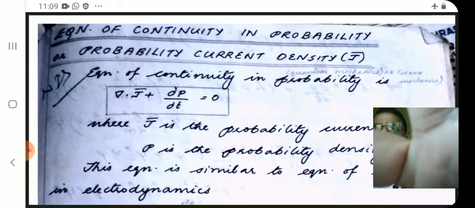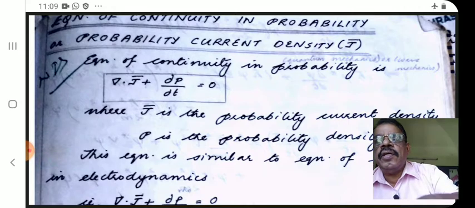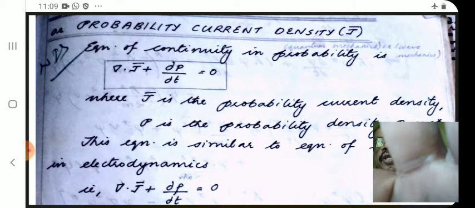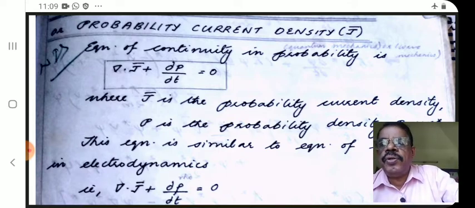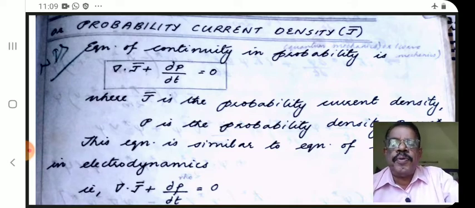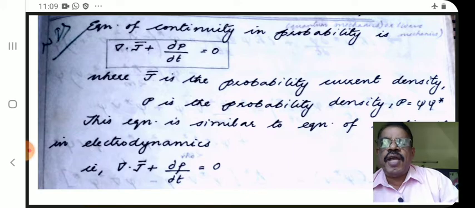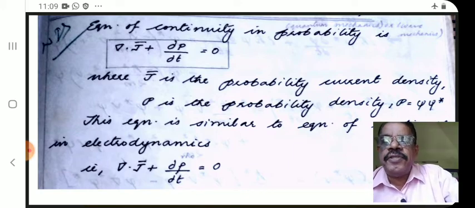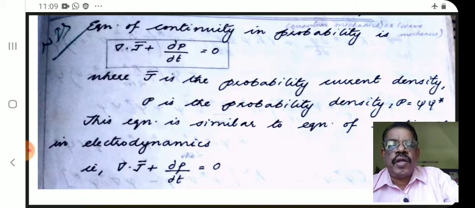At first I will give the equation of continuity in probability. Equation of continuity in probability is del dot j plus dou p by dou t is equal to 0. Where j is the probability current density, p is the probability density. You understand the two terms. J is the probability current density and P is the probability density. P is psi star psi, or modulus psi squared.